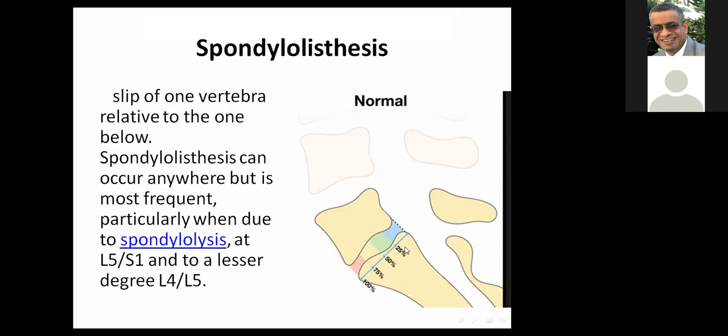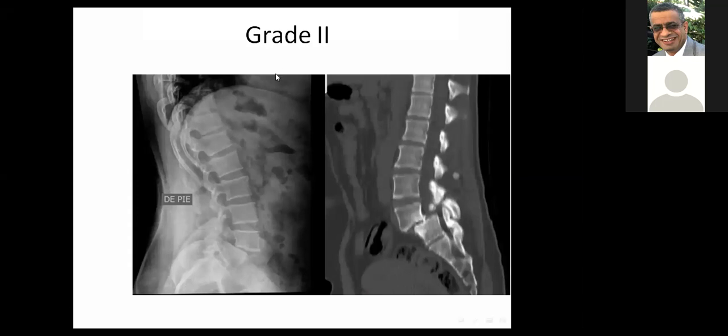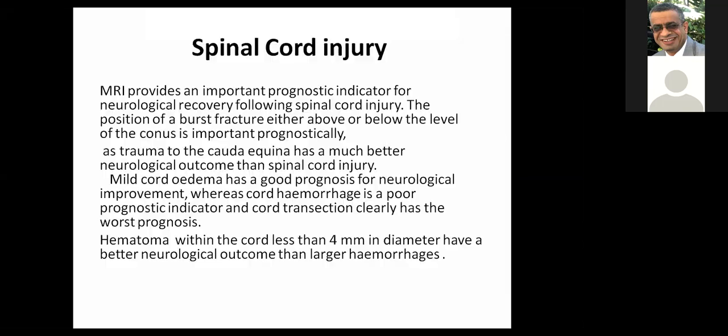Spondylolisthesis has four grades: grade 1, grade 2, grade 3, grade 4. In this case, this is grade 2 spondylolisthesis, and the X-ray lateral view shows spondylolisthesis grade 2. CT sagittal section also shows spondylolisthesis grade 2.